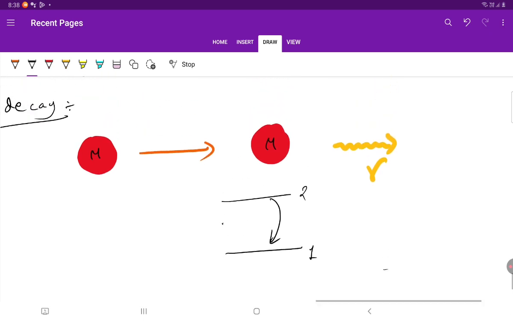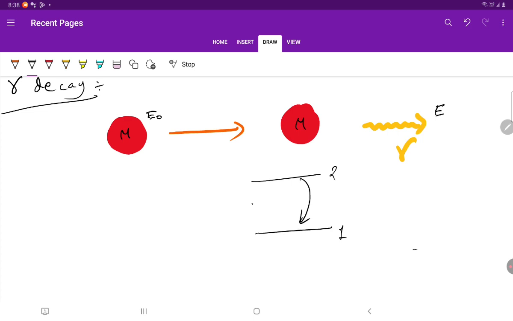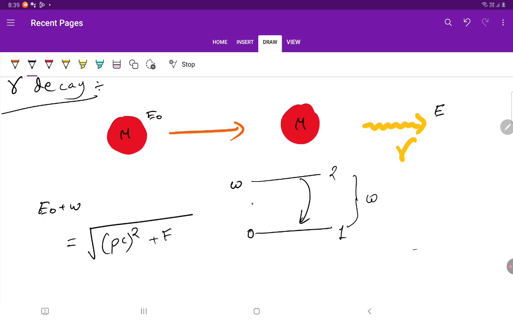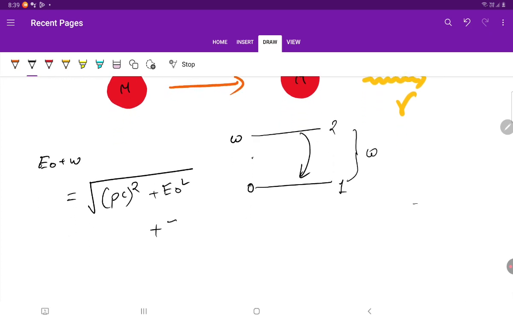Now let the rest mass energy of this particle be E naught and the energy of the gamma photon be E. So I can say that initially the energy, and if this is the gap between the transitional energy states, meaning the energy states between which the transition occurs, so if this is 0, this is W. So I can say E naught plus W is equal to under root (PC) whole square plus E naught square, plus E.